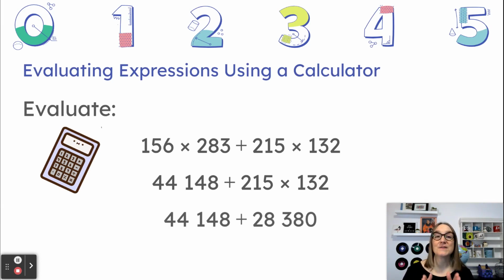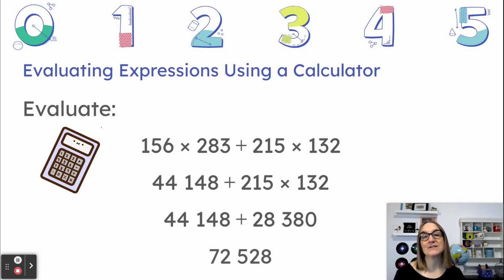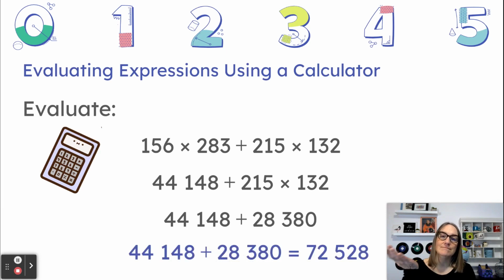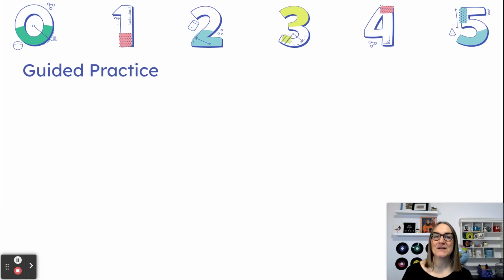And that leaves us with a very simplified form of the expression, 44,148 plus 28,380. Again, we continue to evaluate the expression by writing the value just below, 72,528, or we can write it as an equation like this. Okay, let's do another one together.